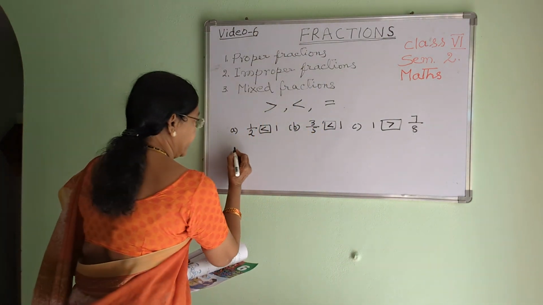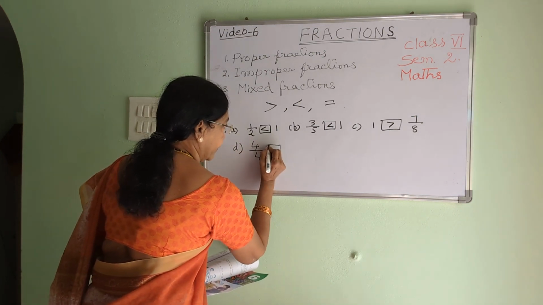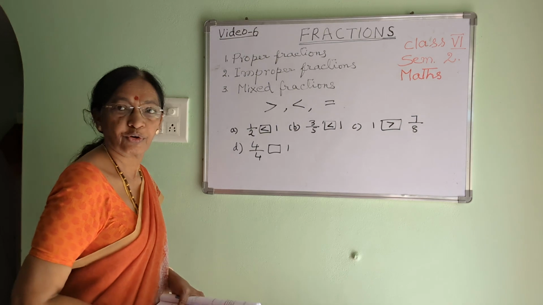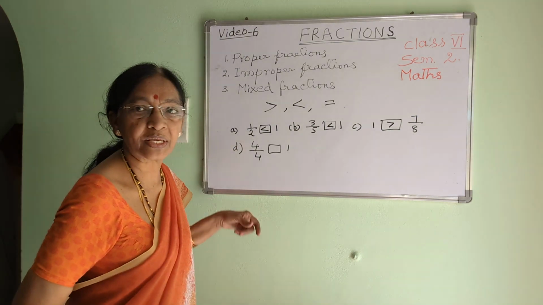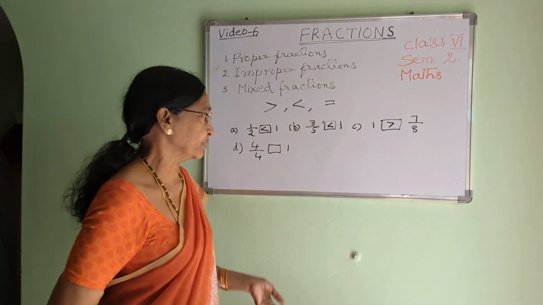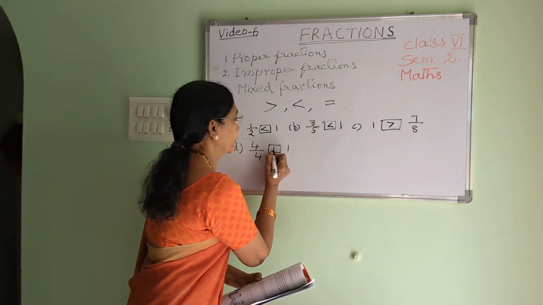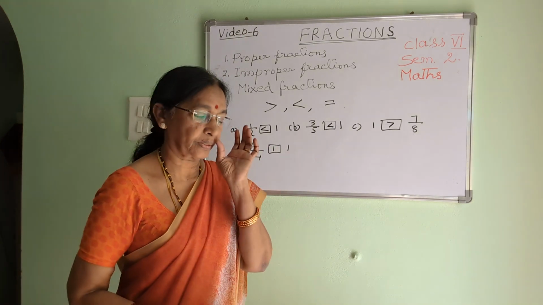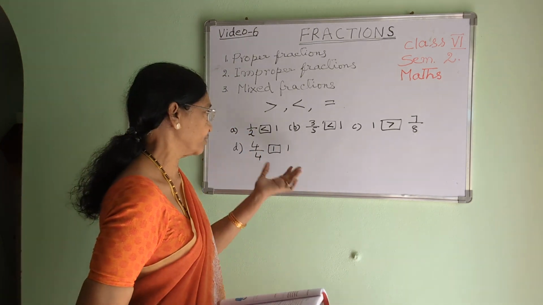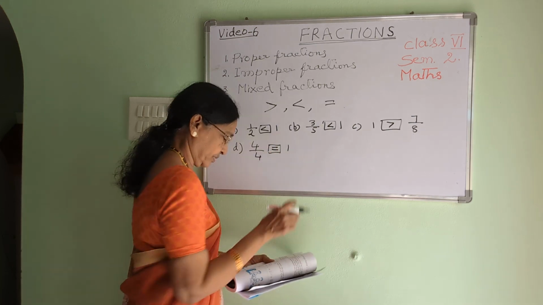Therefore, here 1 is greater than 7 by 8. Next, D. 4 by 4, 1. 4 by 4, both are same. Numerator and denominator are same. Therefore, it is equal to 1. If numerator is equal to denominator, its value is 1. So, this is equal to 1.